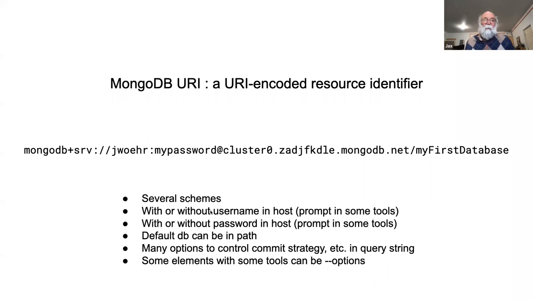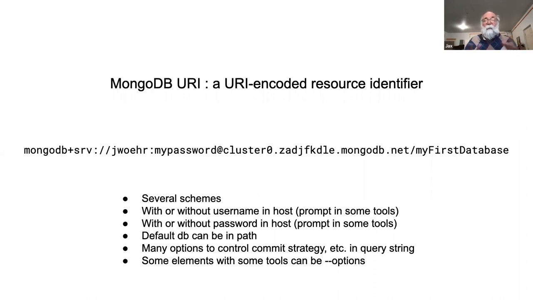There are several schemes, with or without the username, with or without the password, inside the host portion of the URI. The default DB can be in the path, my first database. In the case of the example, there are many options to control commit strategy in a query in the query string. A question mark. Read preferences equals so and so. And some elements with some tools can be --options when you are invoking a tool to access, like Mongosh, to access the database, and you're passing it a URL on the command line.